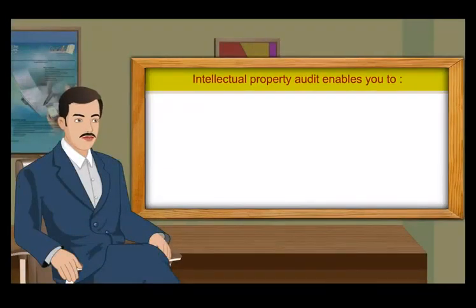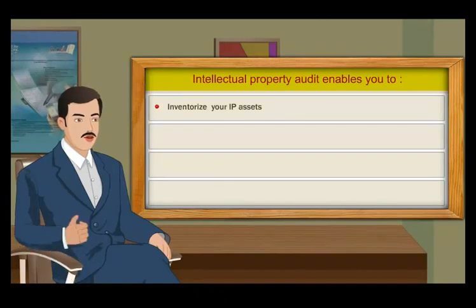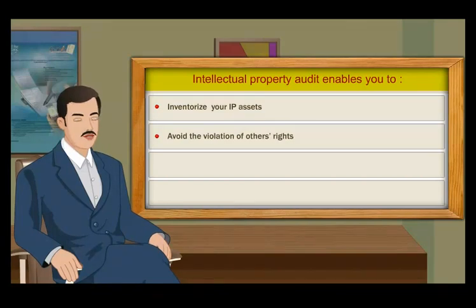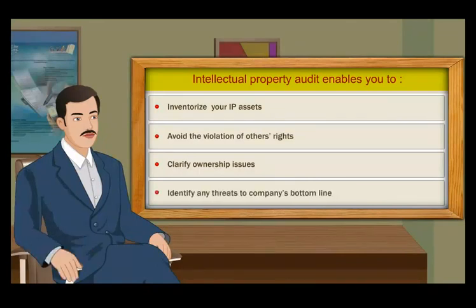intellectual property audit enables you to inventorize your IP assets, avoid the violation of others' rights, clarify ownership issues, identify any threats to the company's bottom line.